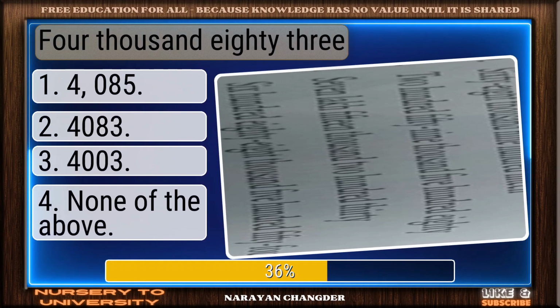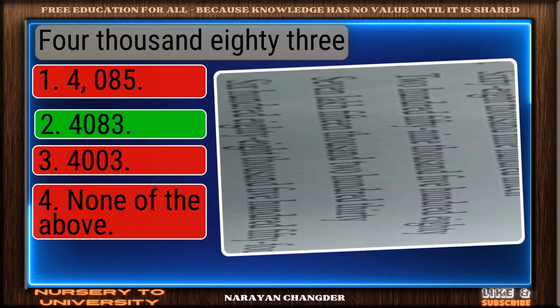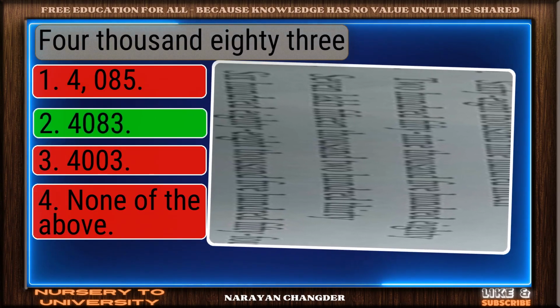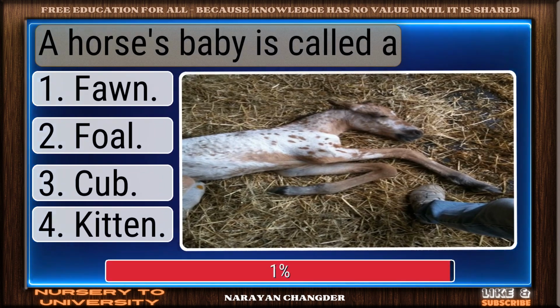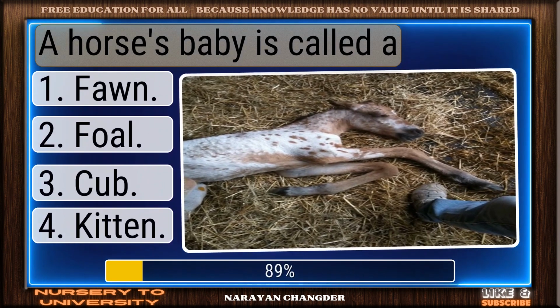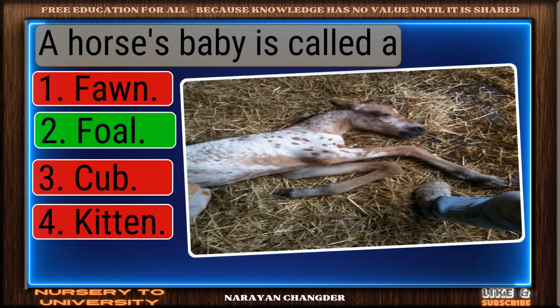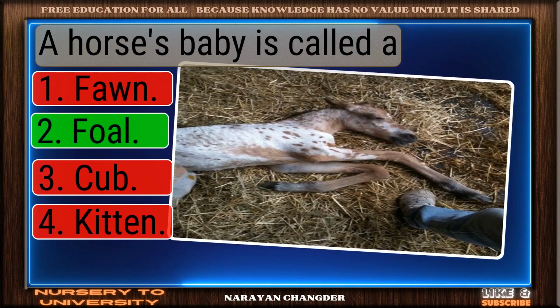4083. Well reasoned. 4083 is the correct choice. A horse's baby is called a. On track. Foal is the correct answer.